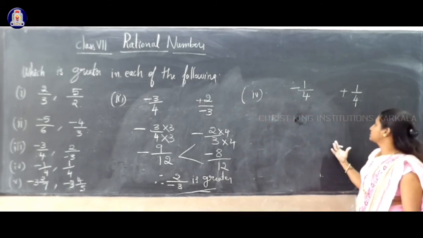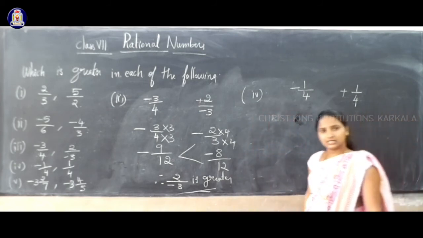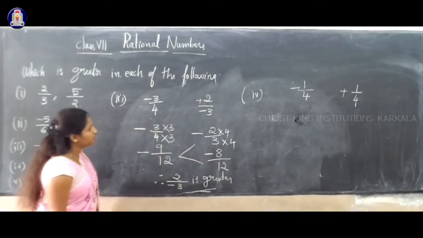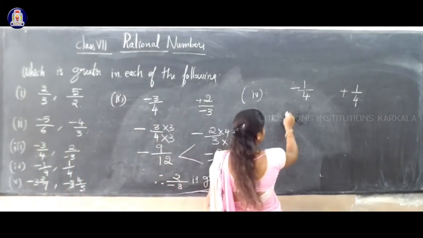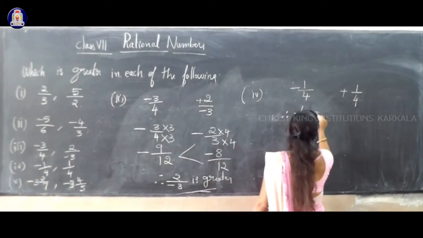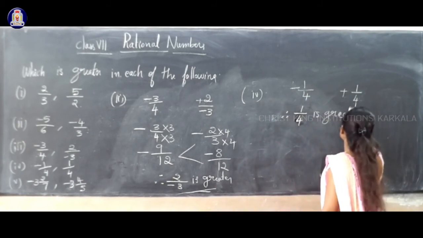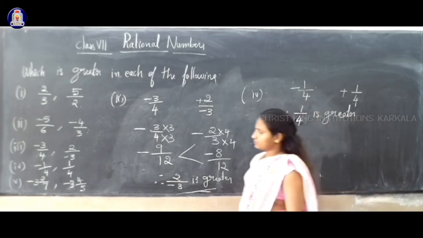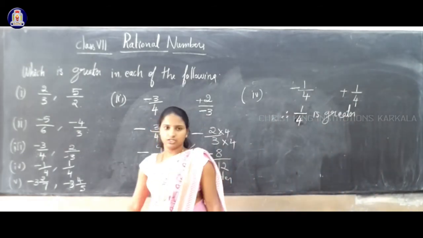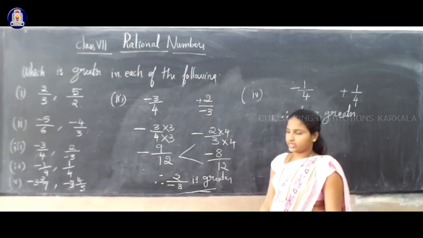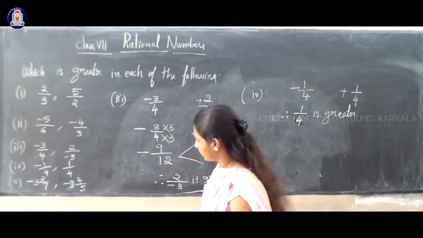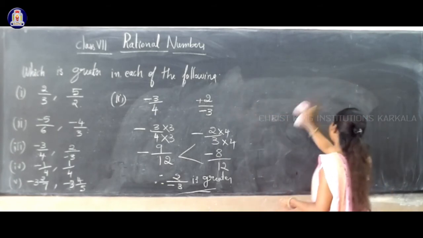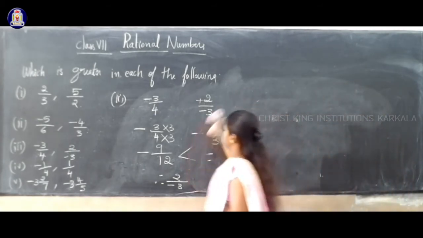So now which is greater? Always positive rational numbers are greater, isn't it? So therefore 1 by 4 is greater than minus 1 by 4. Okay. Now last, that is the fifth question. The question is in mixed fraction, isn't it? Mixed fraction. So first you have to convert into proper fraction or improper fraction, isn't it? Yes.